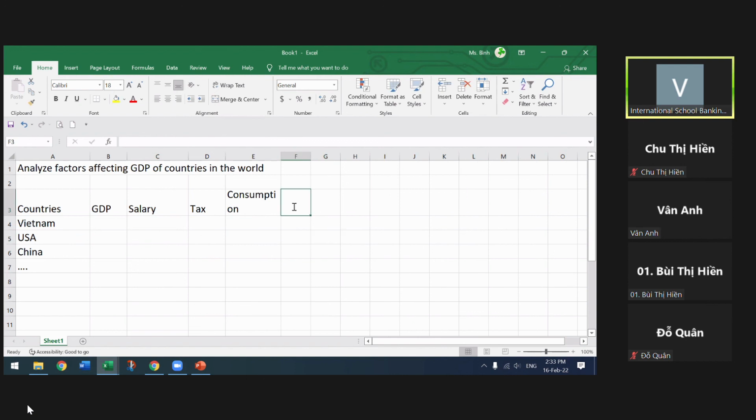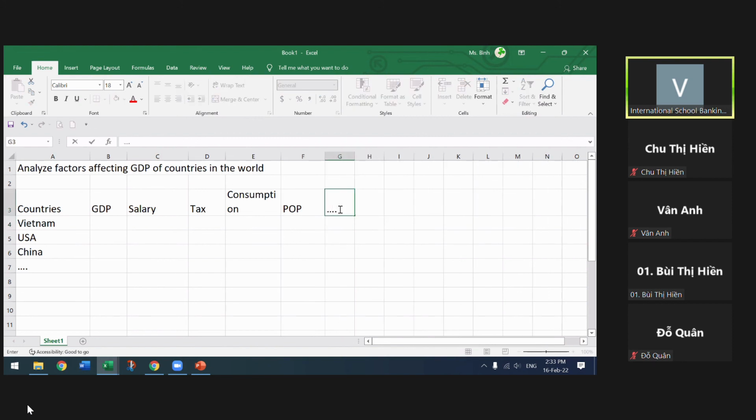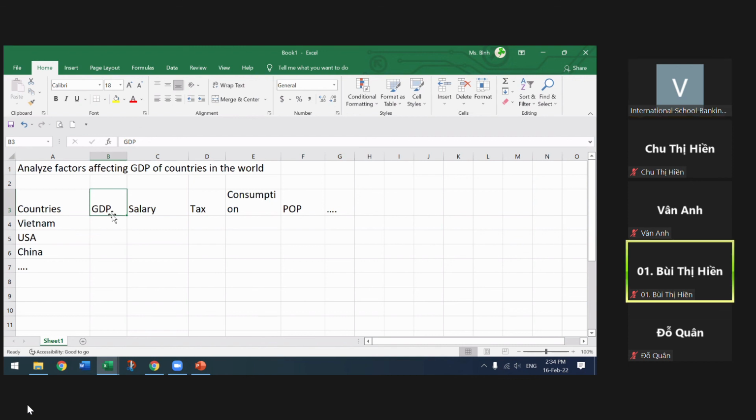And population, right? Or labor, something like this. Okay, and many other factors, right? For example, normally for GDP, we can get information on GDP every year for all the countries in the world. We can go to the World Bank data, and we can get information on GDP of all countries every year.